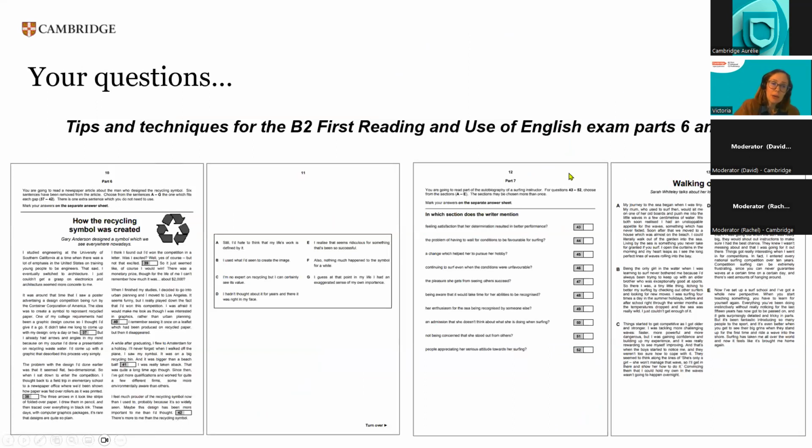Okay, more questions coming from you. Tips and techniques for part 6 and 7. Part 6 is the one where some sentences have been removed. And part 7 has a longer text broken into different chunks, different paragraphs, or different shorter texts and questions for you to match.